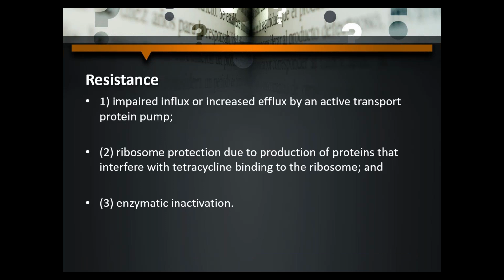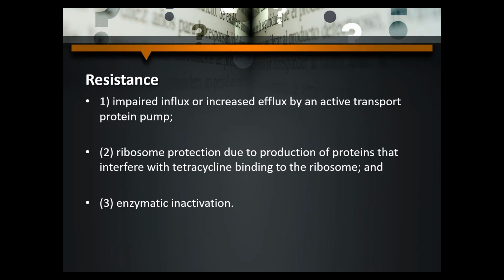Now, resistance always depends on the mechanism of action. Tetracyclines have three mechanisms. The main mechanism of action is inhibition of chain elongation. But how does it go inside the bacteria? If it has high lipid solubility, it can go easily by passive diffusion, but not all tetracyclines have good lipid solubility. So they need some carrier proteins.